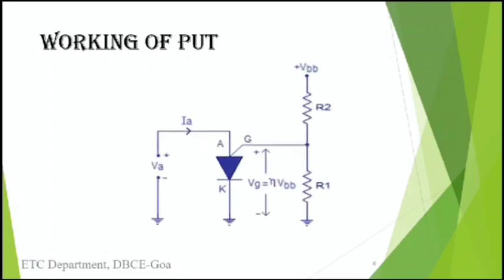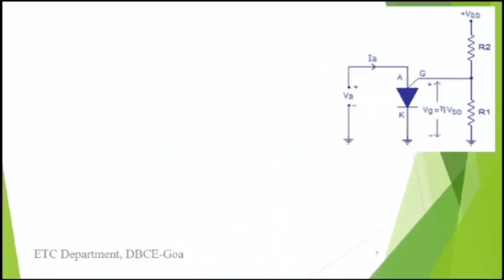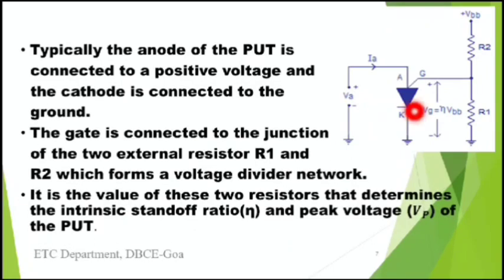I'll be continuing with the working of the PUT, the Programmable Unijunction Transistor. This is basically the PUT biasing circuit. Let's go through the circuit and check the various components and their connections. As you can see clearly, the anode of the PUT is connected to the positive voltage, the cathode is connected to ground, and the gate terminal is connected to two external resistances R1 and R2.